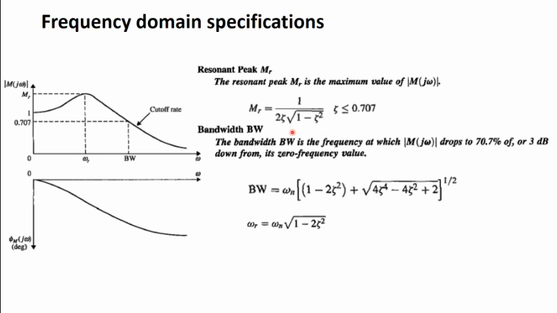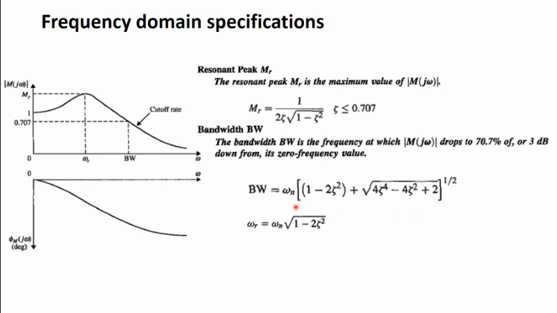Bandwidth is also correlated directly to omega n. Settling time Ts is equal to 4 upon zeta omega n, and bandwidth is directly correlated to omega n. That is, if omega n is higher, the speed of response will be faster and bandwidth will be higher. So higher bandwidth means higher speed of response.